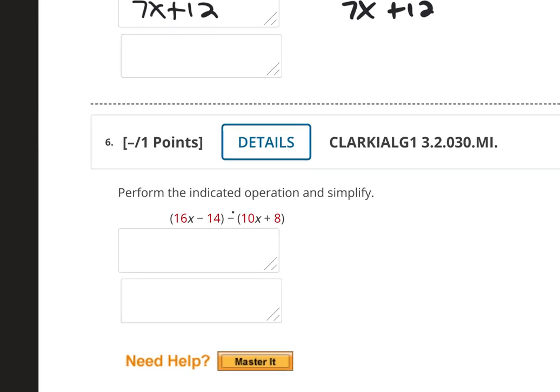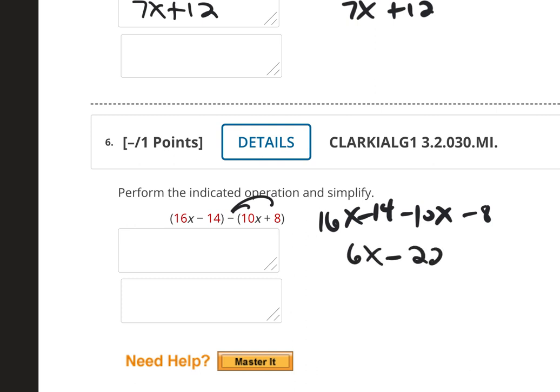For this one, you have to distribute that negative symbol. So I have 16x minus 14 minus 10x minus 8. 16 minus 10 is 6. Negative 14 combined with negative 8 is negative 22.